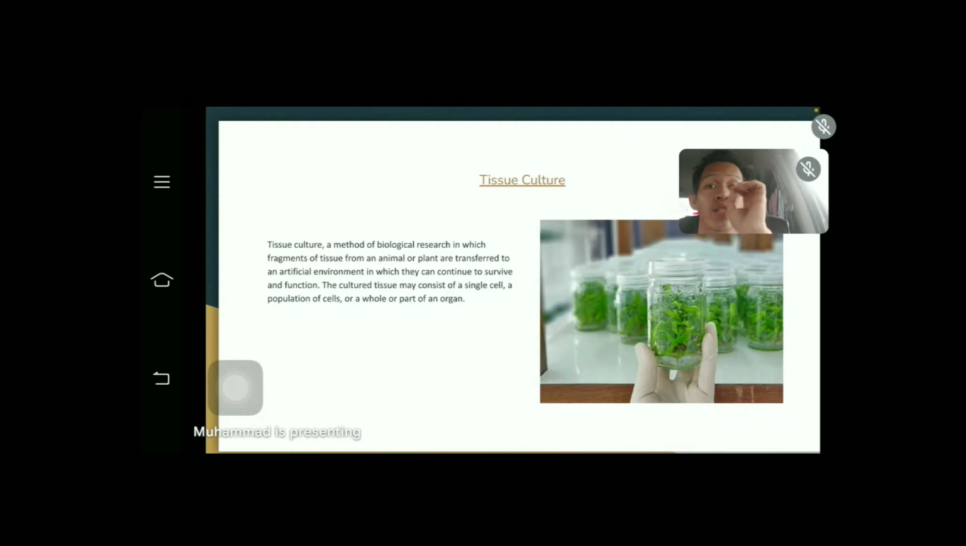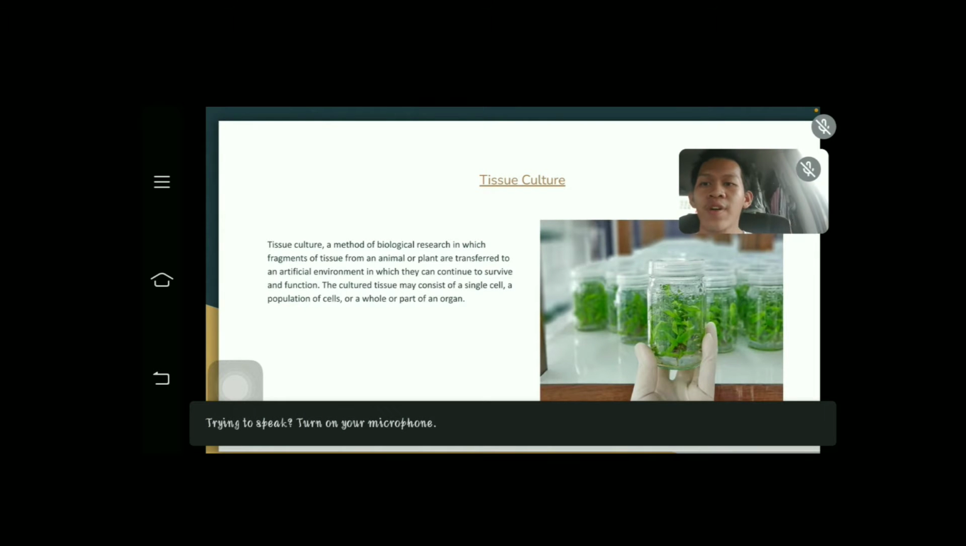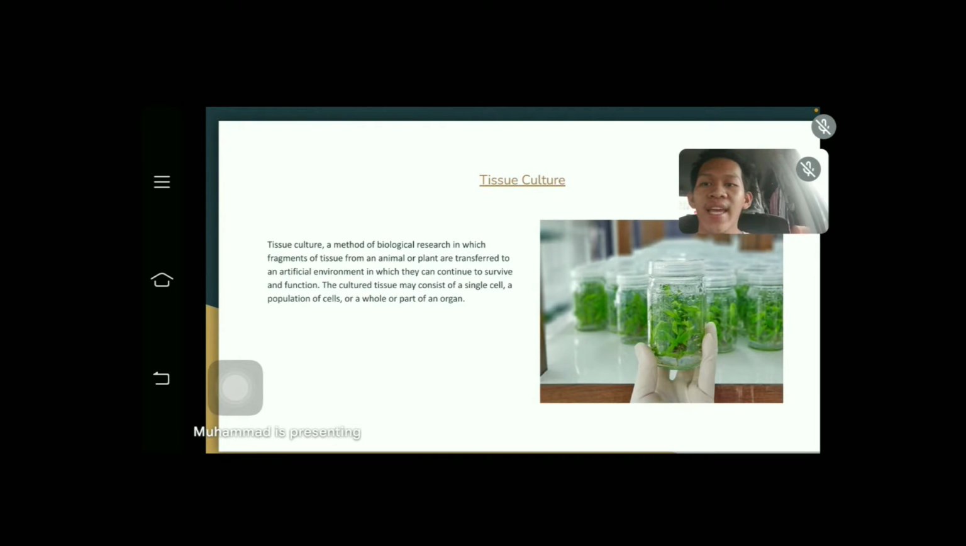So, tissue culture. Tissue culture is a method of biological research in which fragments of tissue from an animal or plant are transferred to an artificial environment in which they can continue to survive and function. The cultured tissue may consist of a single cell, a population of cells, or a whole or a part of an organ.